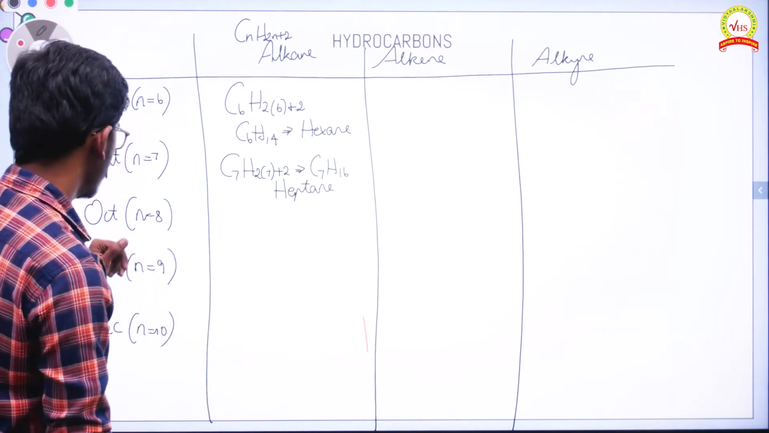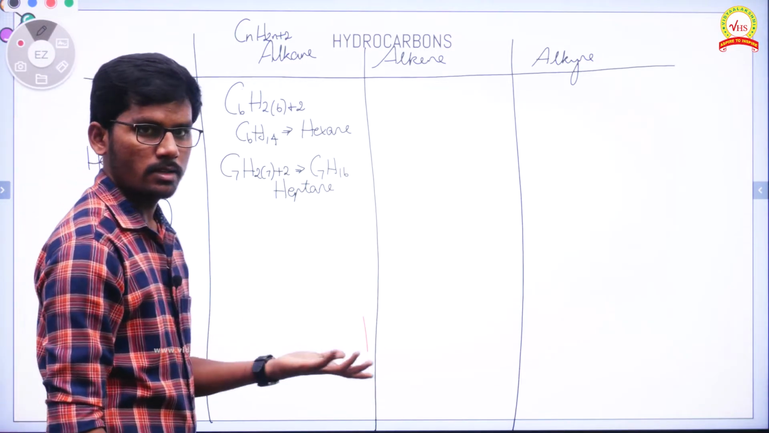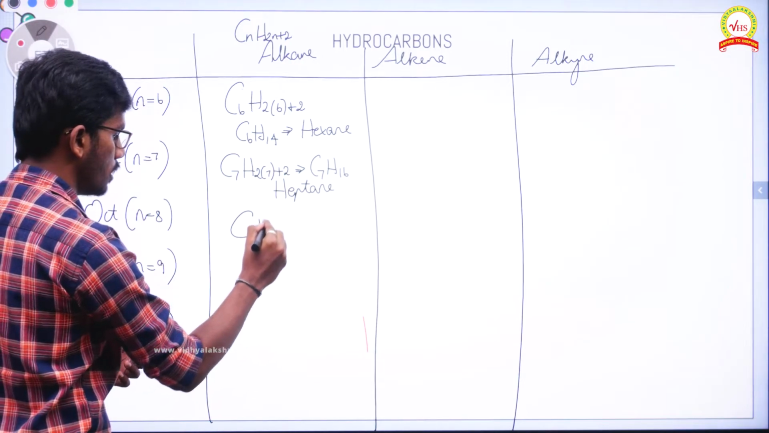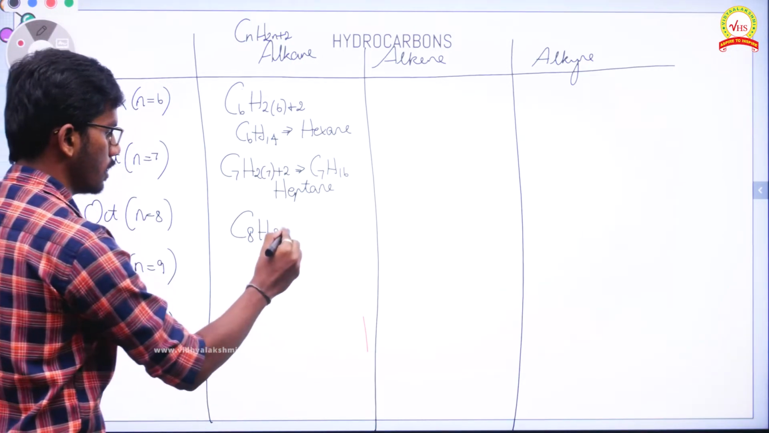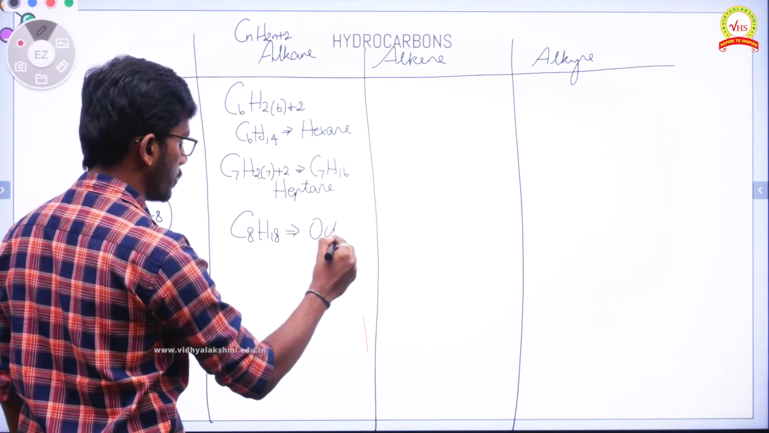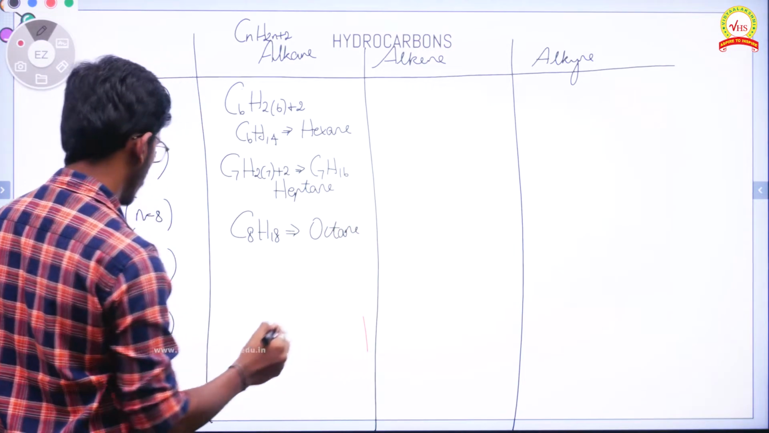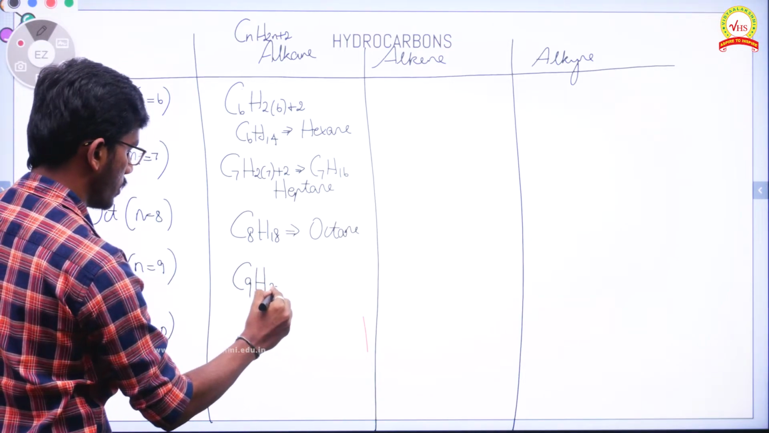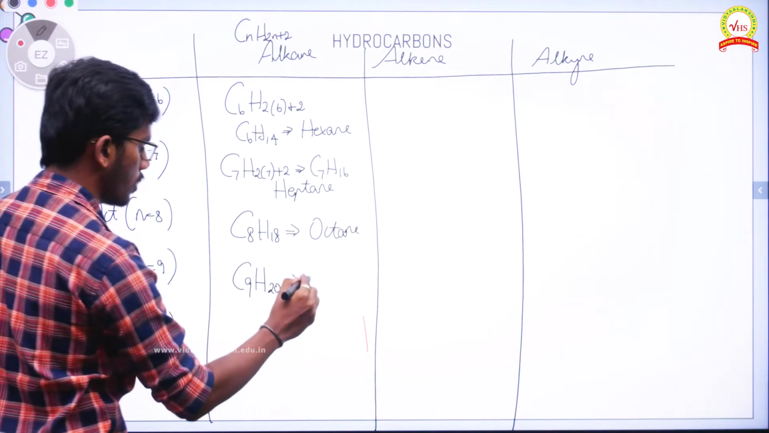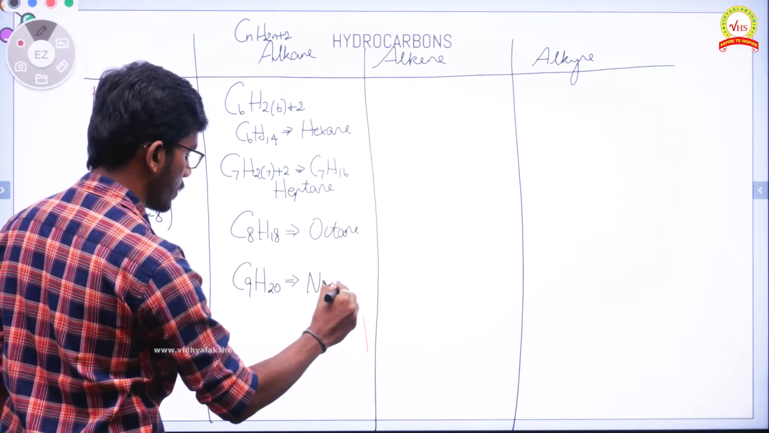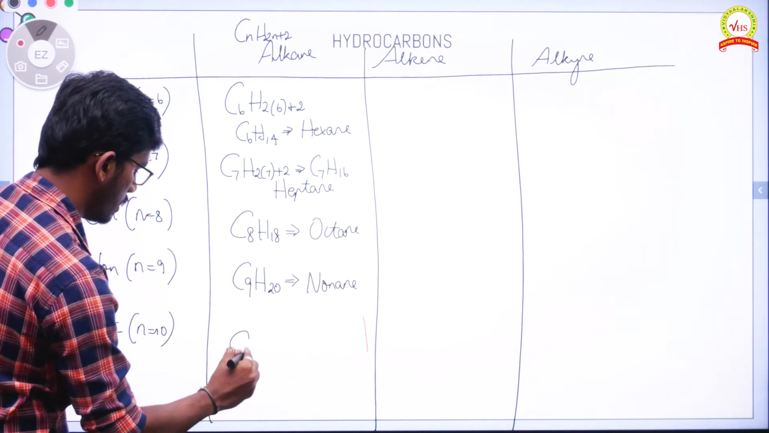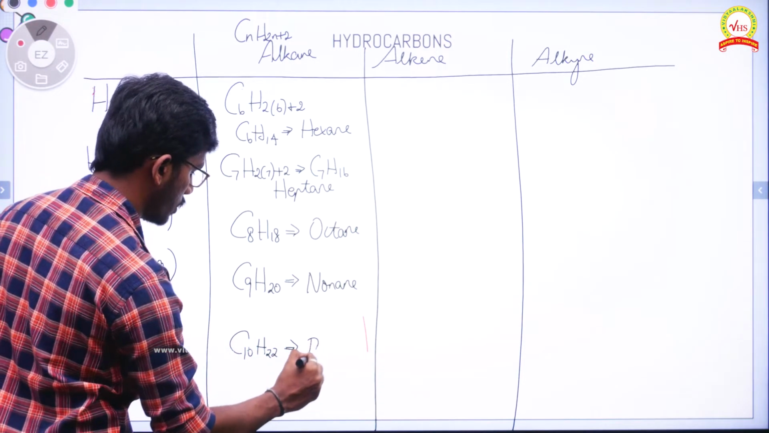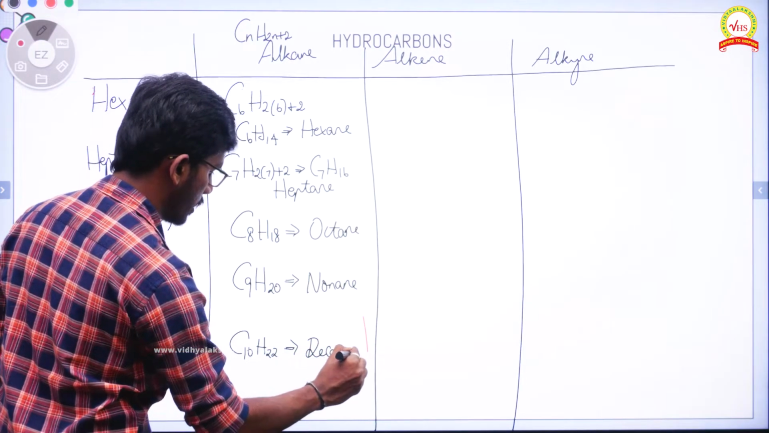Okay, so for next, oct, let me directly write the simplified formula: C8H18, and the name is going to be octane. And next, 9 carbon atoms, C9H20, which is going to be called nonane. And for dec, C10H22, and the name for this compound is going to be decane.